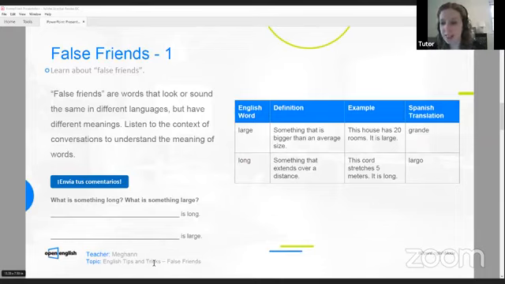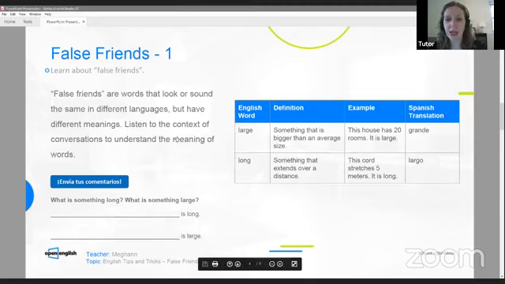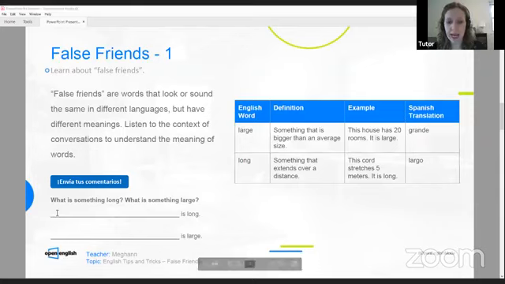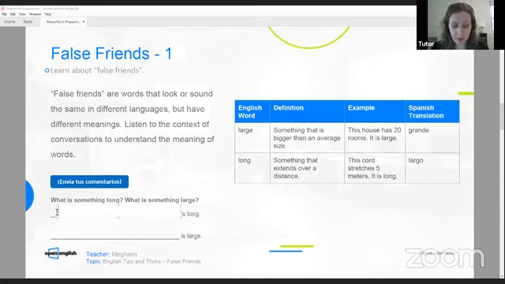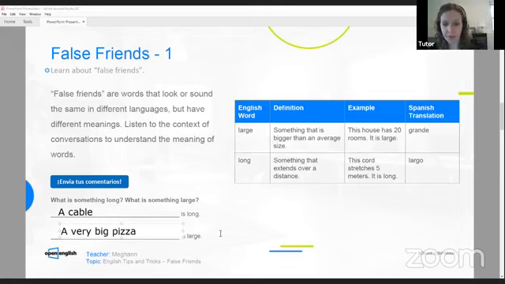Okay, so for example, Stefania on Instagram says, a song can be long. That talks about the duration, the time. Let's see, for example, here I will say a cable is long, a cable for my computer maybe. And what is something large? Something large is big. Maybe I can say a very big pizza is large. I can get a large pizza. Great examples here, very good.